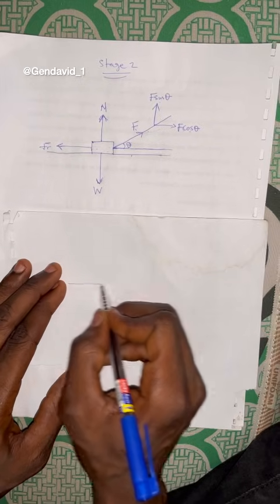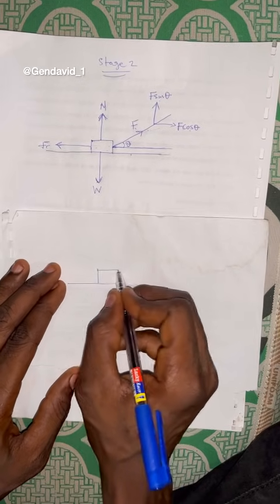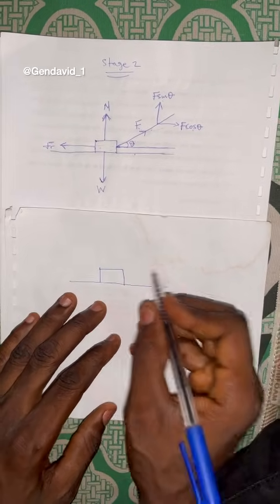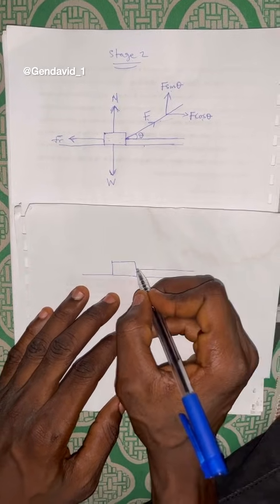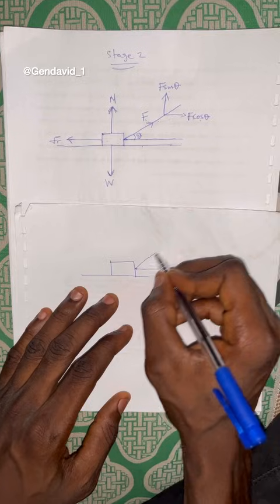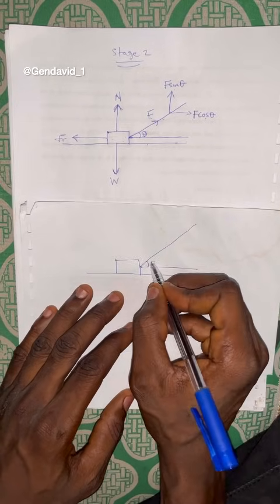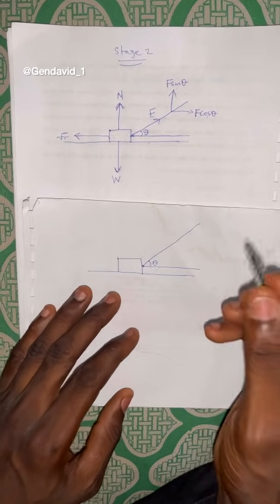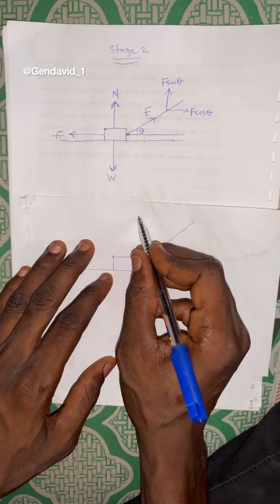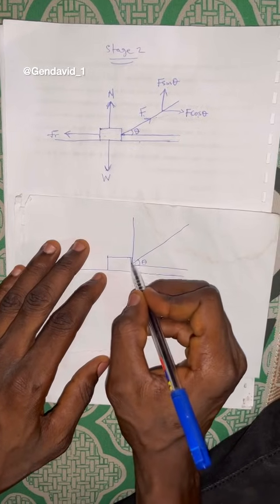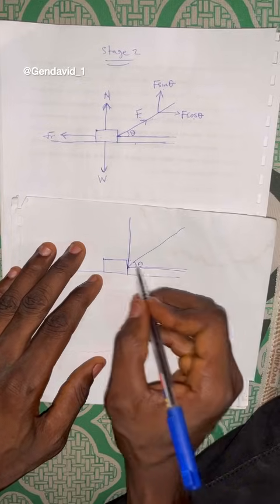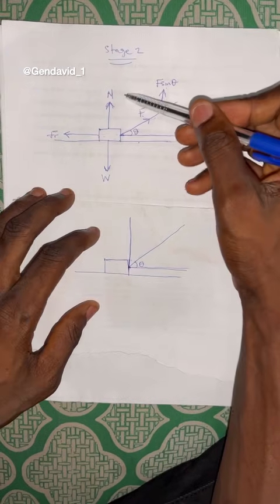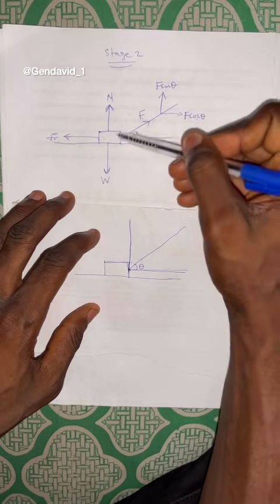I'll draw this thing again. The box is here. Now, if the box is here, I put something like this, and the theta is here. You have the force like this. This is the force. The theta is here. When you check, this forms an angularity like this. This is what I drew.